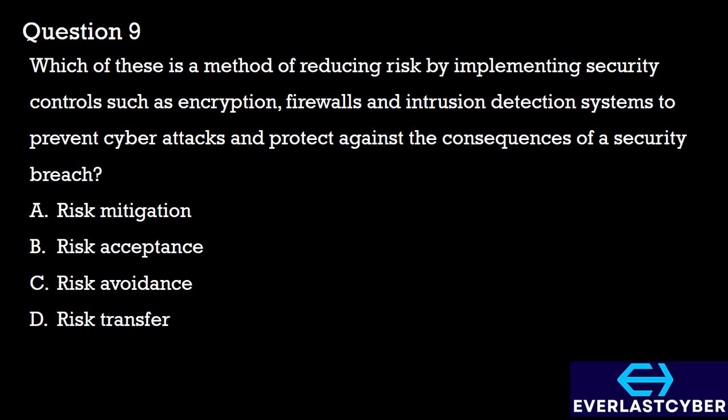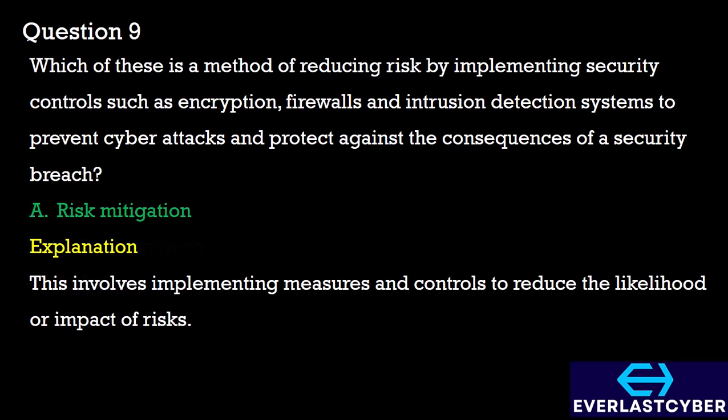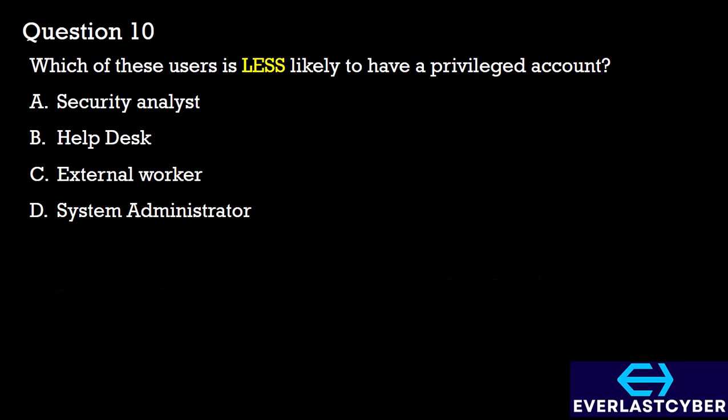With respect to the question, it mentions a method of reducing the risk by implementing security controls. So the best possible answer is option A, risk mitigation. So this involves the use of security controls like encryption, firewalls, and intrusion detection systems to reduce the likelihood and impact of the risks. Question 10.